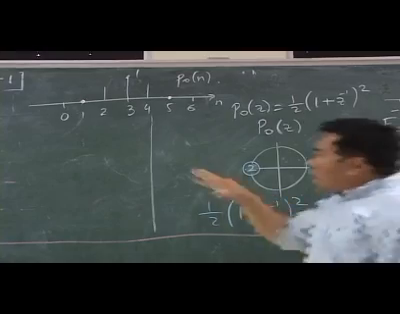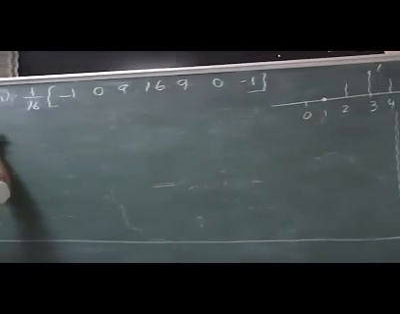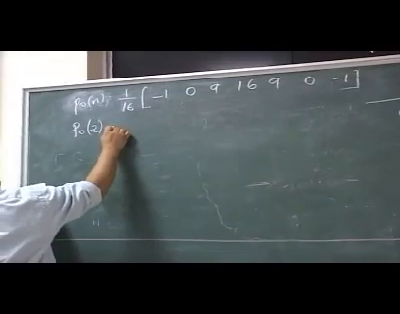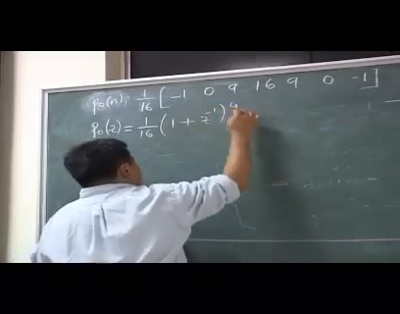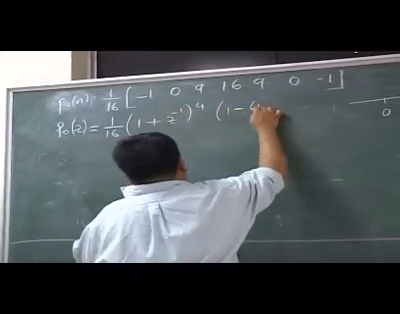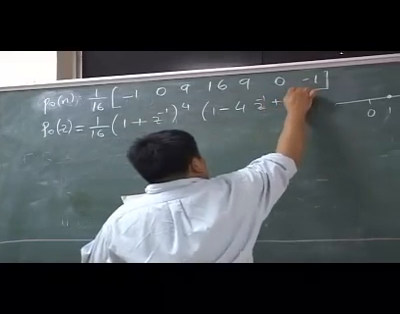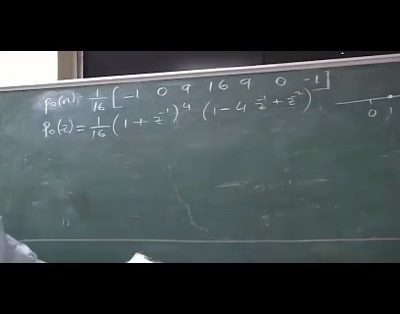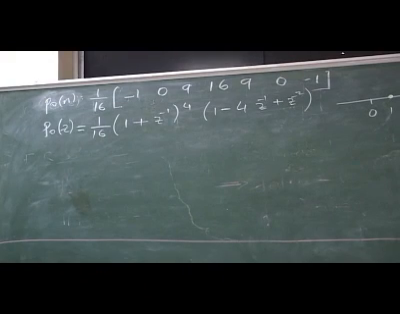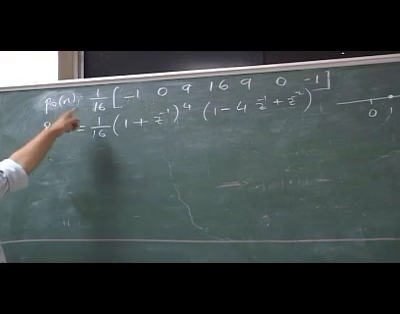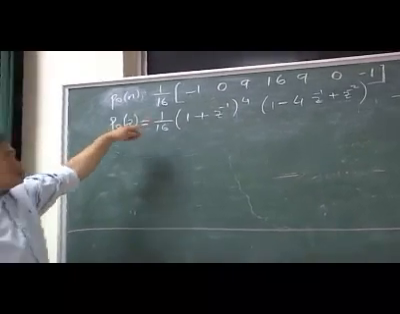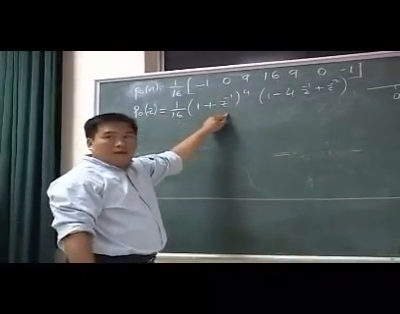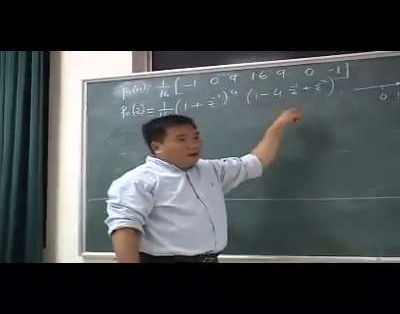And it turns out that if I factorize this, P0 of Z equals 1 over 16, 1 plus Z inverse to the fourth power, 1 minus 4 Z inverse plus Z inverse squared. So if you use this impulse response, find the Z transform, and find all the zeros, you see that there are 4 zeros at minus 1, and there's a pair of zeros on the real axis.